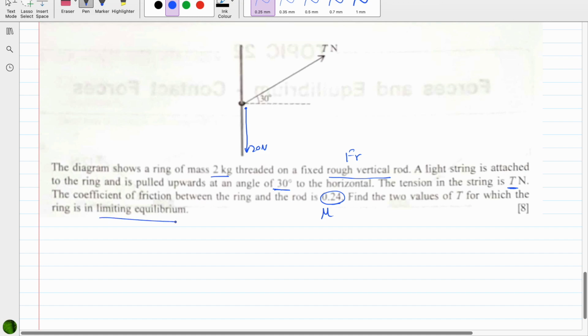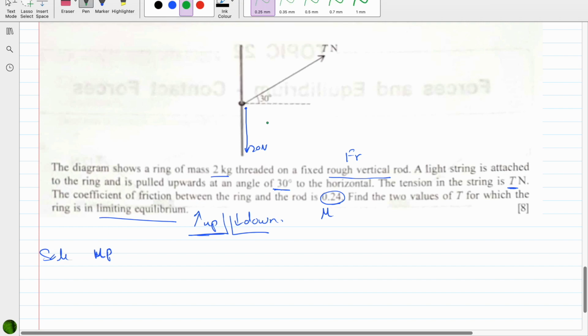Now it is in limiting equilibrium, that means it is about to move either up or down. So these two conditions will give us two values of T. So let's consider for the first case upwards. Let's consider it is about to move up.